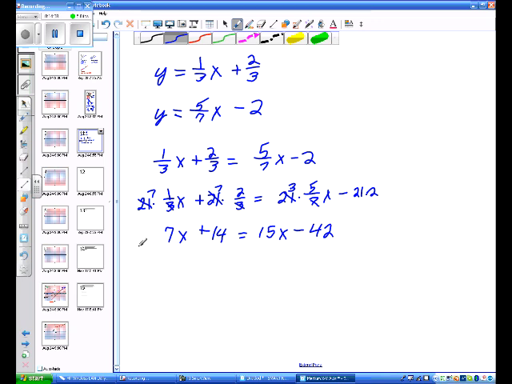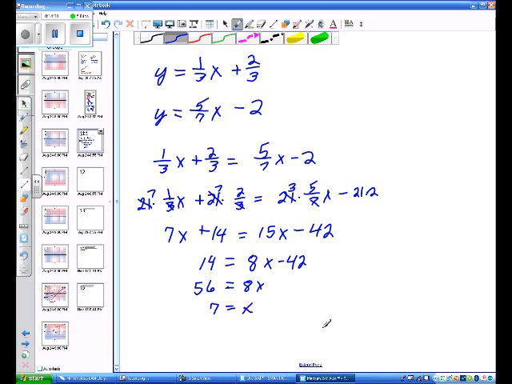We want to get our variables on the same side, so we could subtract 7x from both sides. 15x minus 7x would be 8x. Then add 42 to both sides, so that would give us 56 equals 8x. Dividing both sides by 8, we get x equals 7.